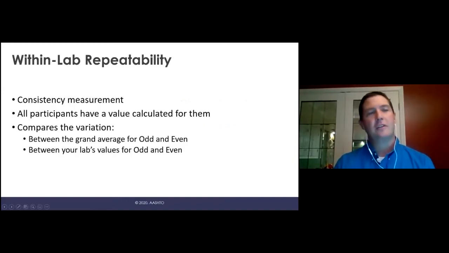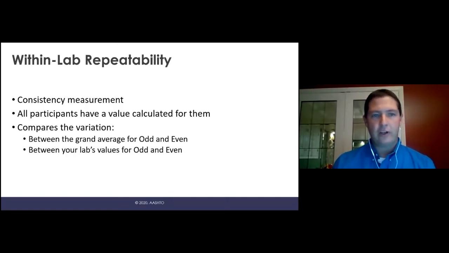So the next section, we're going to talk about the within lab repeatability. And just to keep everybody in mind that this is a consistency statistic. All participants have this value calculated for them. And it's simply a measure of the variation between the grand averages for both the odd and even samples compared to the variation between your data for the odd and even samples.